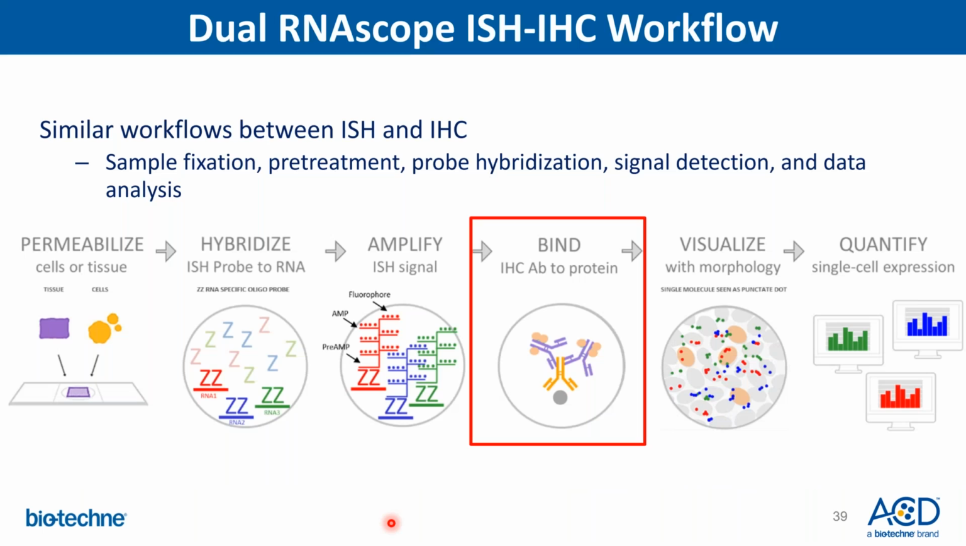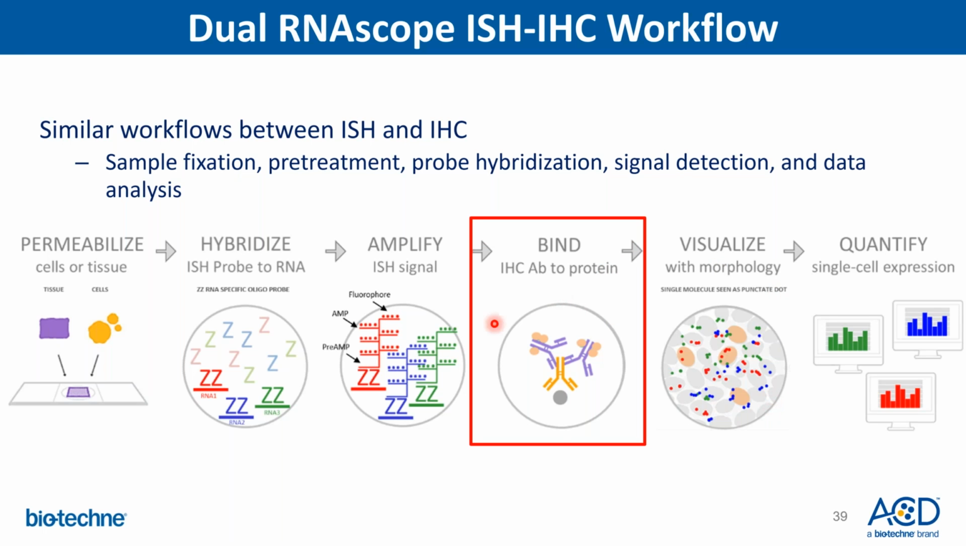So to start with, I wanted to give you an overview of the sequential dual RNAscope ISH-IHC workflow that existed before the ICW. So the way the previous workflow worked is you would permeabilize the tissue, followed by hybridization of the probes. You amplify the RNAscope signal, and then you go on to bind your primary antibody to the secondary antibody and then visualize the morphology.